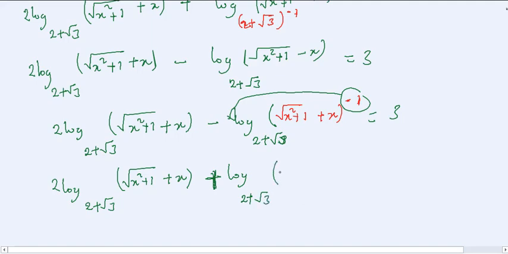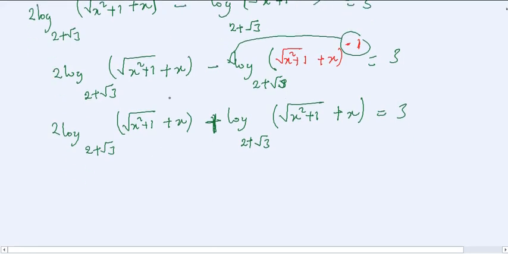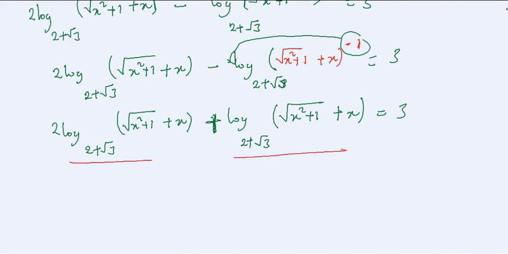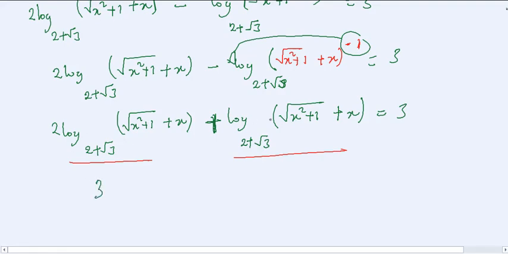So what you will be left with is square root of x squared plus 1 plus x is equal to 3. So you can see that we now have the same logarithm terms. If you look at this and if you look at this, they are the same. So we can add them. Adding them together, 2 log this plus log this will give me 3.